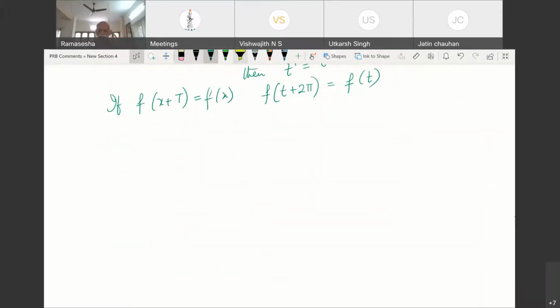So if this is the case, then what we can do is we can read, okay, π is replaced by T by 2.